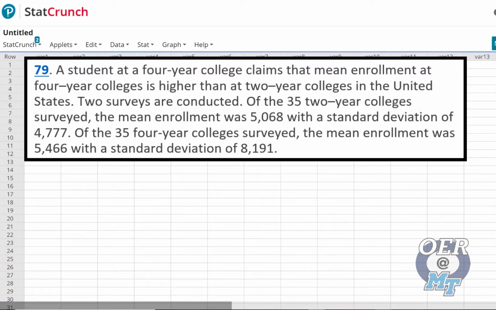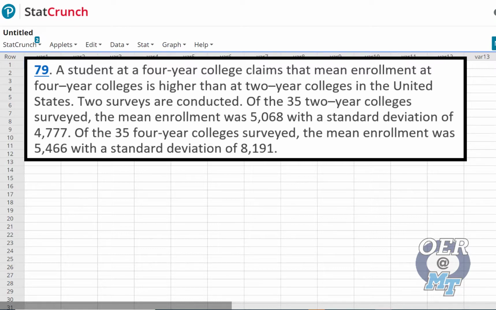A student at a four-year college claims that the mean enrollment at four-year colleges is higher than at two-year colleges in the United States. Two surveys are conducted. Of the 35 two-year colleges surveyed, the mean enrollment was 5,068 with a standard deviation of 4,777. Of the 35 four-year colleges surveyed, the mean enrollment was 5,466 with a standard deviation of 8,191.